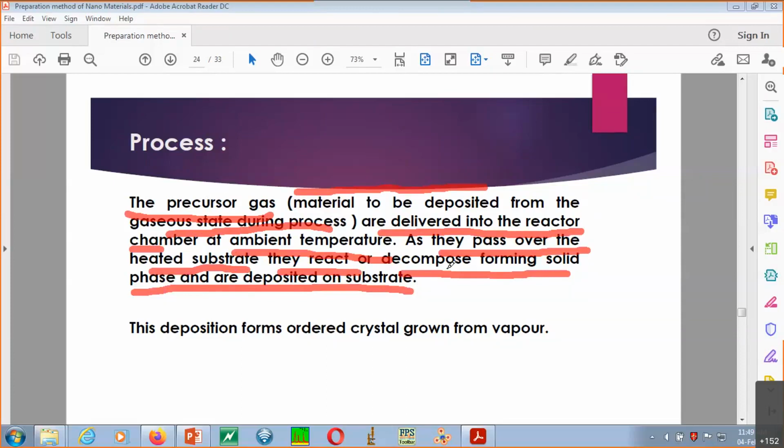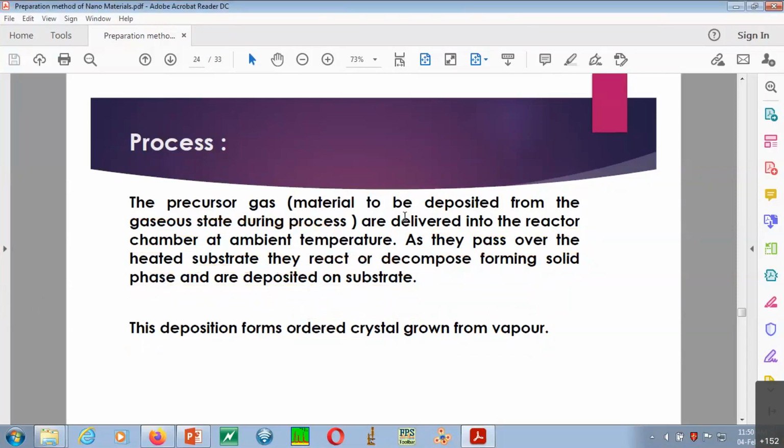And look at this, the last line. So this deposition forms ordered crystal grown from vapor. So basically you may have regularity in the crystal which you are growing with this process. Okay, that means the chances of irregularity or different shapes are quite low. So that is why people prefer this method also for properly ordered crystals which are grown with this method, using the vapors.